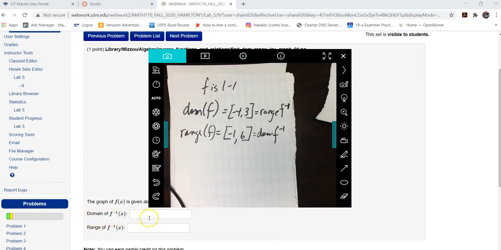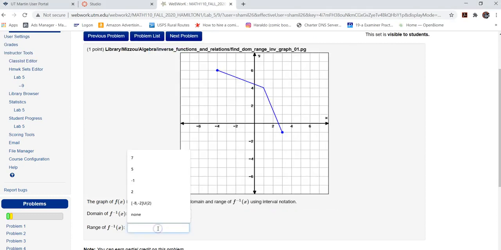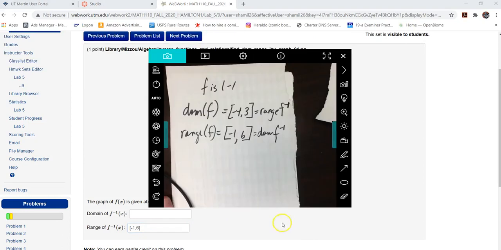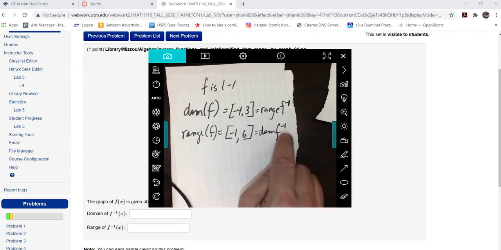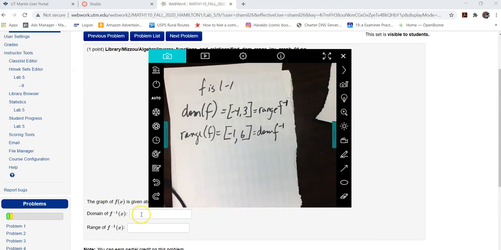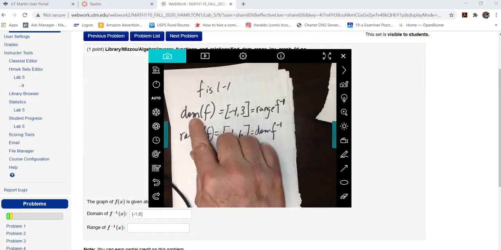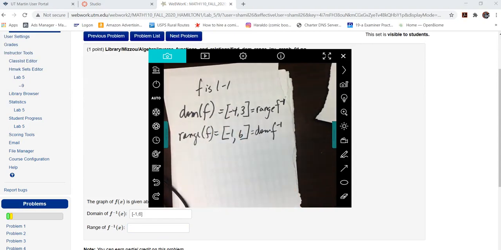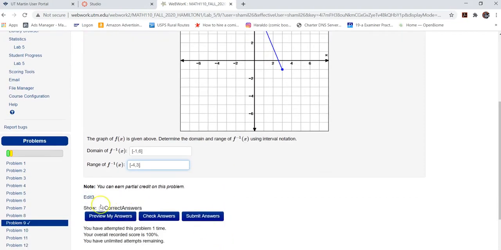So we want domain of f inverse. Domain of f inverse is going to be -1 to 6, and the endpoints are enclosed here. Your graph may not have it. Let's do domain of f inverse first. Domain of f inverse is this, so I need to write it on this line, -1 to 6, my bad. And then the range of f inverse is going to be the domain of f, and that'll be -4, 3. And then I'll check those answers.